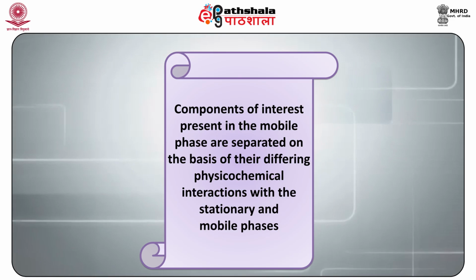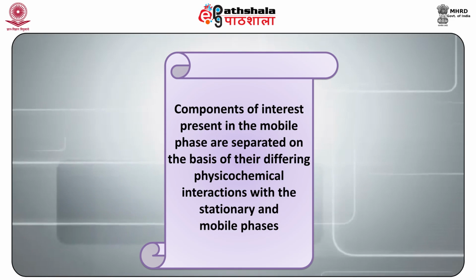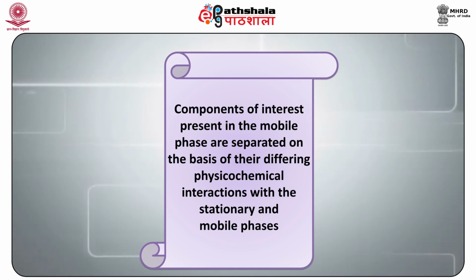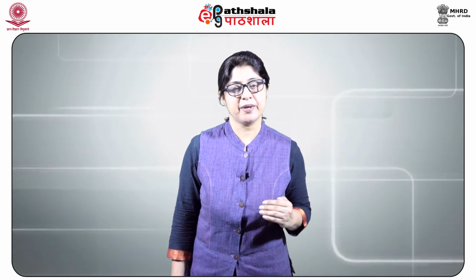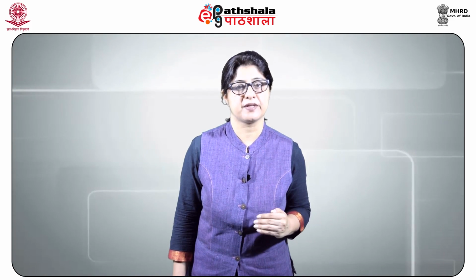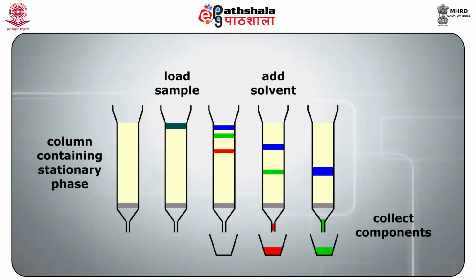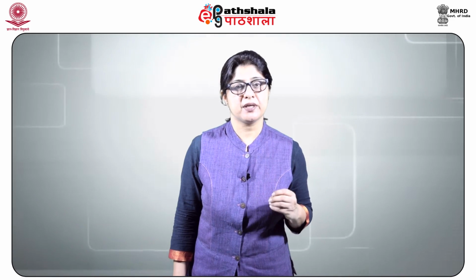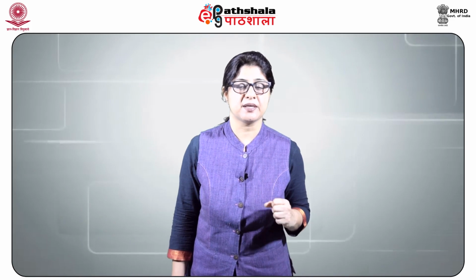Principle. Components of interest present in the mobile phase are separated on the basis of their differing physicochemical interactions with the stationary and mobile phases. The stationary phase is a fine adsorbent solid, a solid that is able to clamp liquid particles on its outer surface. The column usually used in column chromatography is identical to a Pasteur pipette. Pasteur pipettes are used as columns in small scale column chromatography. The adsorbent solid, usually silica, is tightly filled into the glass tube to make these separating columns.